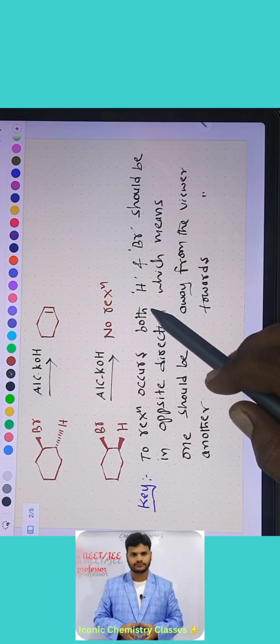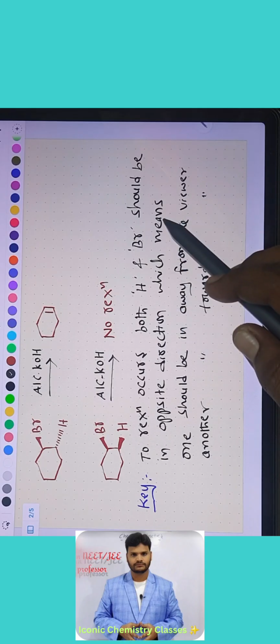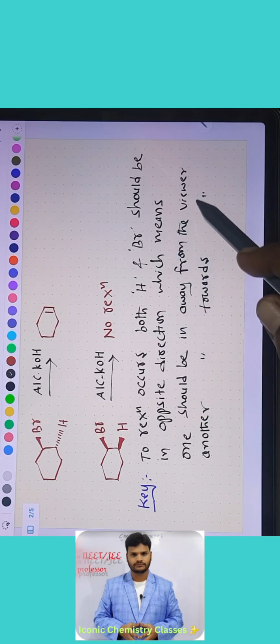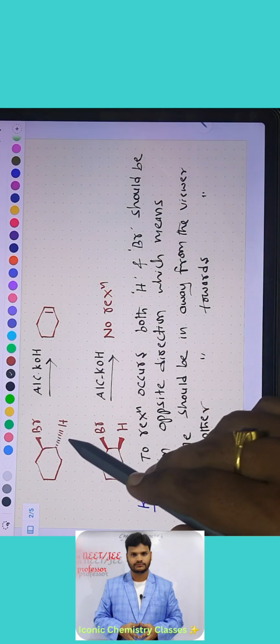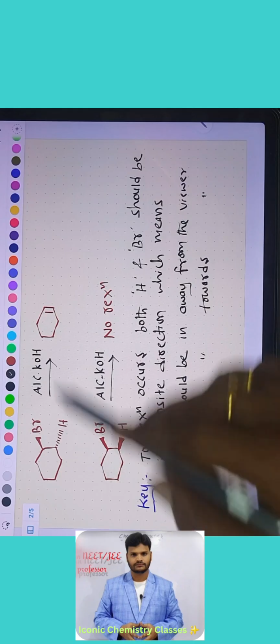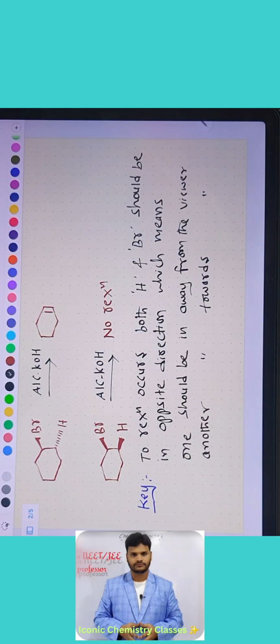For the reaction to occur, both hydrogen and Br should be in opposite directions, which means one should be away from the viewer, another should be towards the viewer. This is the meaning of towards the viewer. This is the meaning of away from the viewer. Then reaction possible. Here both are towards the viewer. Reaction not possible. Clear?